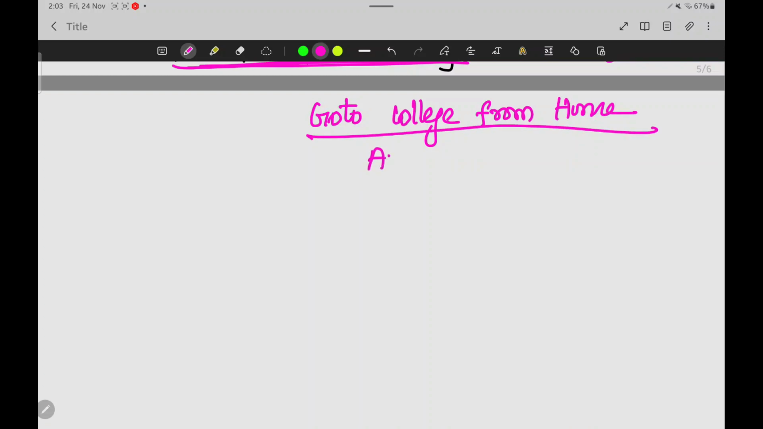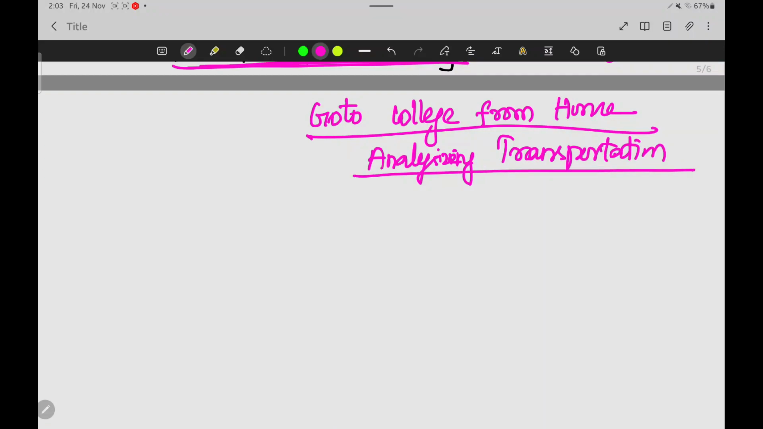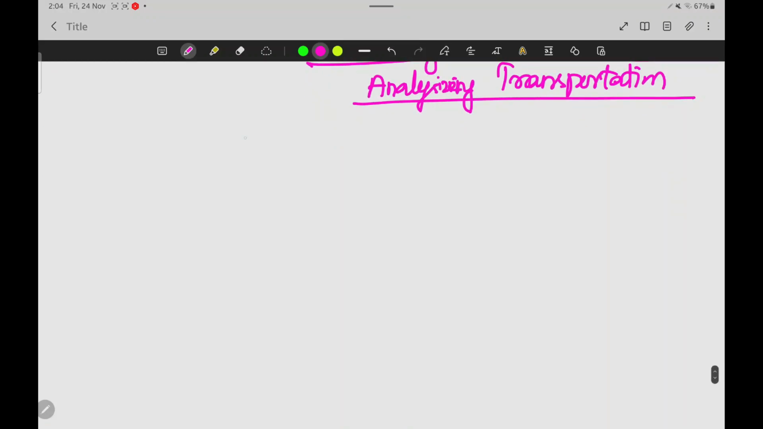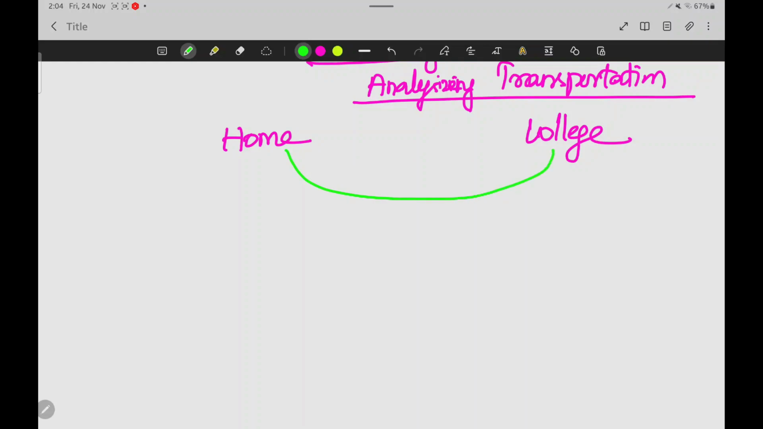So what we are doing, we are analyzing transportation. We are analyzing the transportation. So from home to college, what are all the possible transportation? From home to college, what are all the possible solutions?